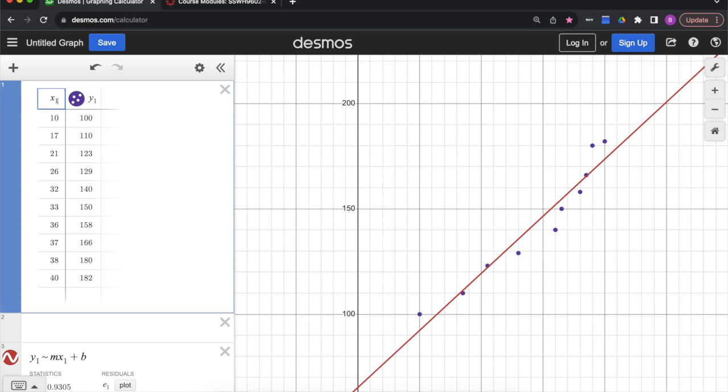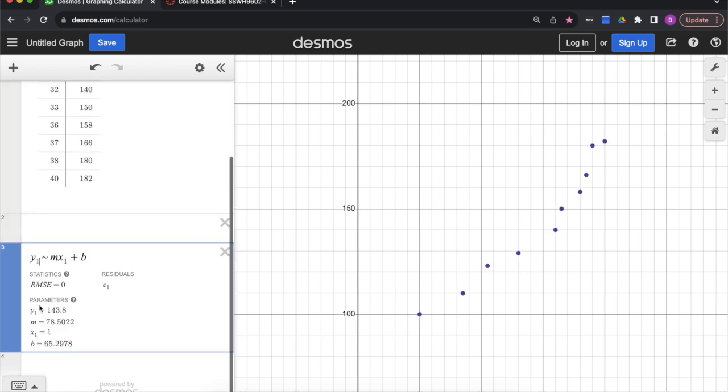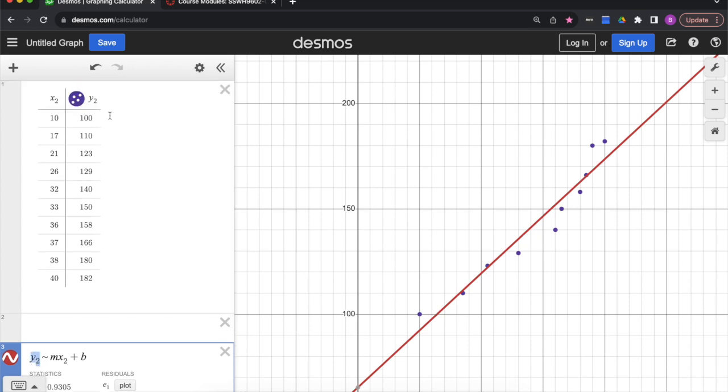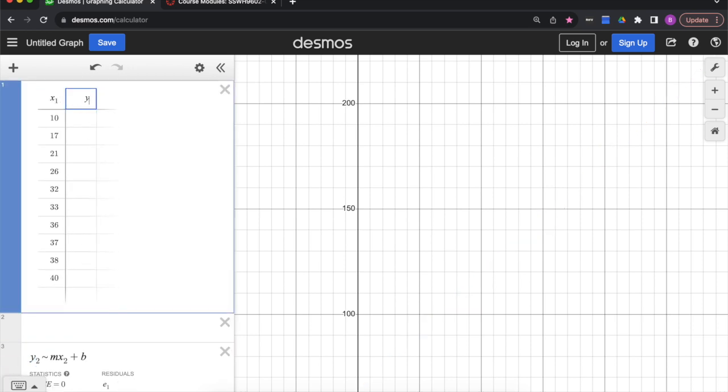So again, if I change this to x2 and this to y2, and I change my y1 to y2 and this to mx2, it doesn't matter if it's 1 or 2 or whatever the number is. You just have to make sure it's connecting to the correct table. But for the sake of it, let's just go with our original x1 and y1.